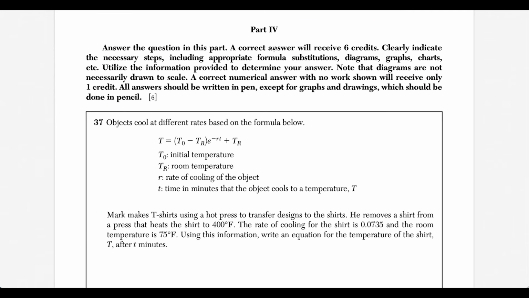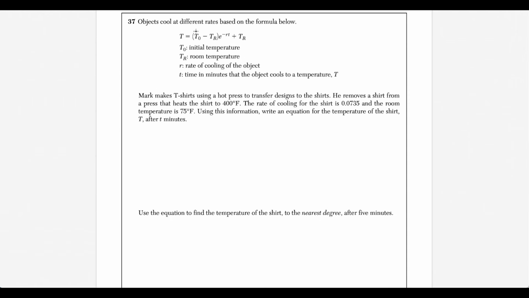So we made it to part 4, the final boss, and this question is worth 6 credits. So we have this equation here for temperature, and we have Mark making t-shirts, and what I would do first is define all these variables. So he's removing a shirt from a press that makes t-shirts, and it heats the shirt up to an initial temperature of 400 degrees Fahrenheit. So our initial temperature, the moment the t-shirt is removed from the press, it's 400 degrees. So I'm just going to write the 400 without the units here.